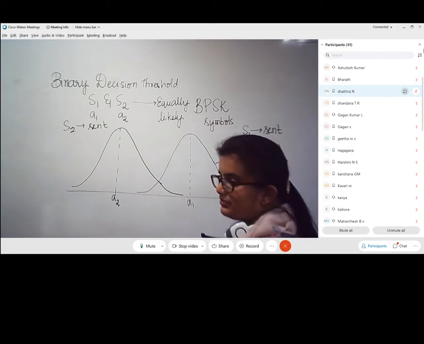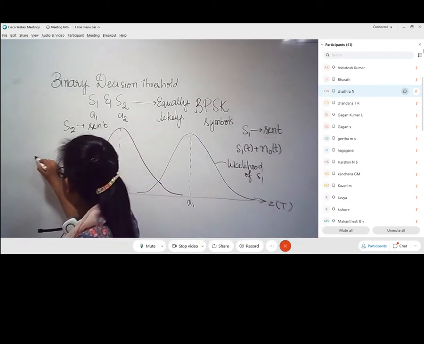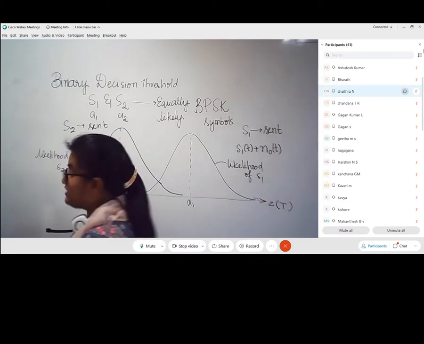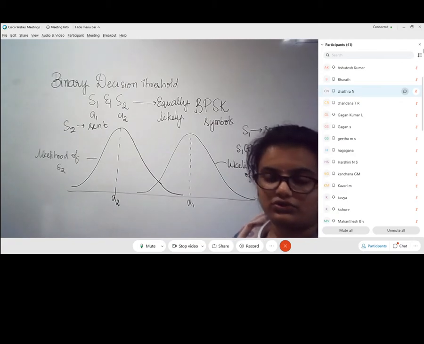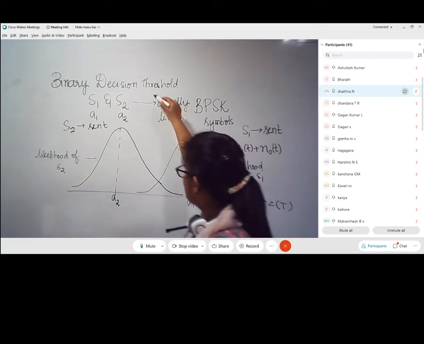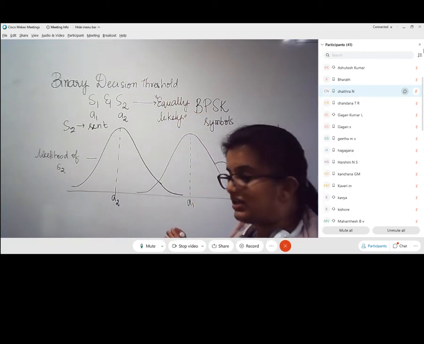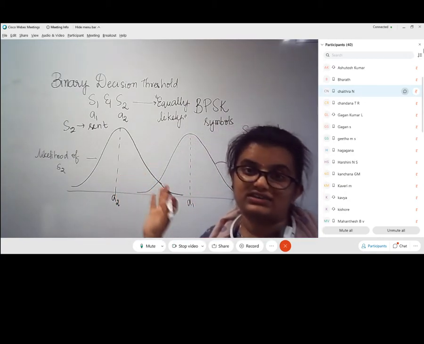The rightmost bell-shaped curve is the likelihood of S1 and the leftmost is the likelihood of S2. Now I need to determine what the threshold is. To determine the threshold, you need to remember one thing: the information that they are equally likely. This is more important. If they are not equally likely, then in setting up the threshold, you will have to be a little bit biased.